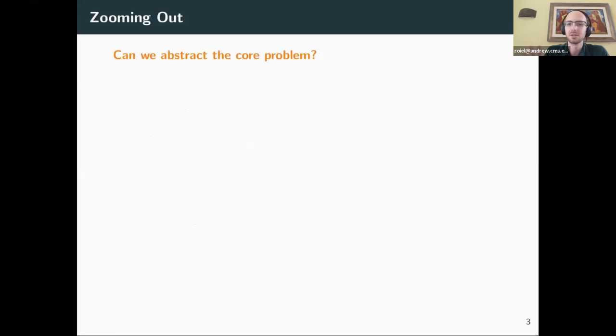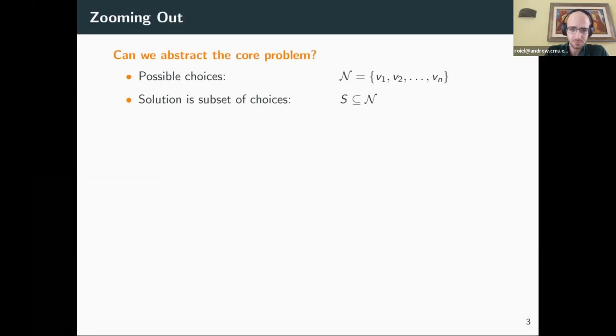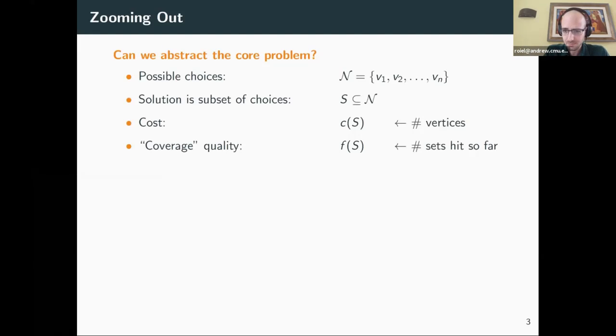So that was the hitting set problem, but actually we're going to take a step back and zoom out and abstract the core features of the problem, all right? So there is a list of possible choices. I'll call this script n. These are the vertices we can pick from in the hitting set example. A solution consists of a subset of the choices. There is a cost associated with every candidate solution. In the hitting set example, this is just the number of vertices you've selected. There is a notion of coverage quality associated with a set of vertices. This is, in the hitting set example, the number of sets you've hit with that choice of vertices.